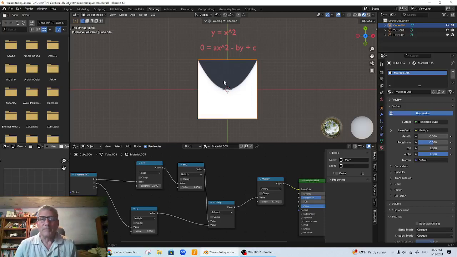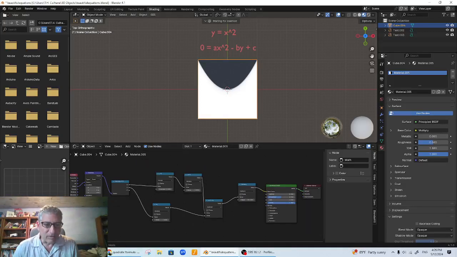But we need that c. And remember I said, if you were paying any attention, that you can use this mapping node to change the scale, but that we didn't want to.